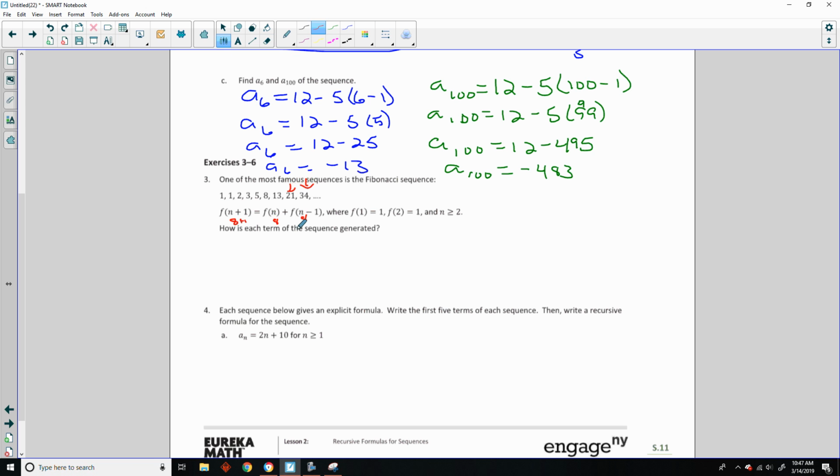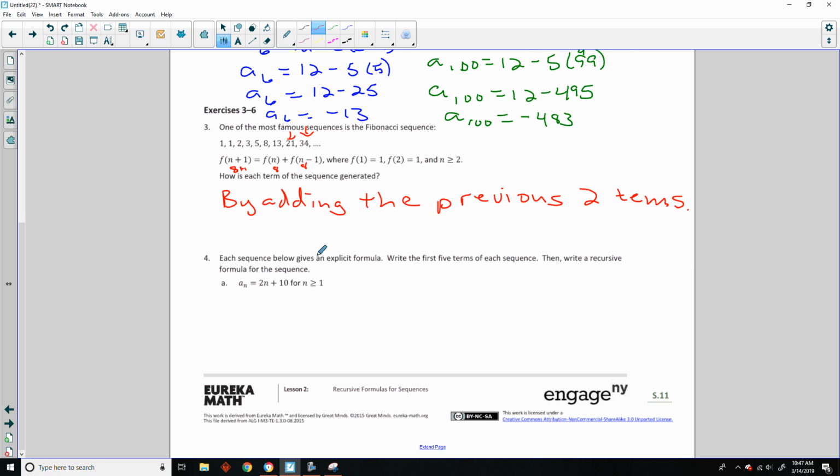So it says, how is each term of the sequence generated? By adding the previous two terms. Okay, by adding the previous two terms. Each sequence below gives an explicit formula. Write the first 5 terms of each sequence, then write the recursive formula for the sequence. Okay, so write the first 5 terms.